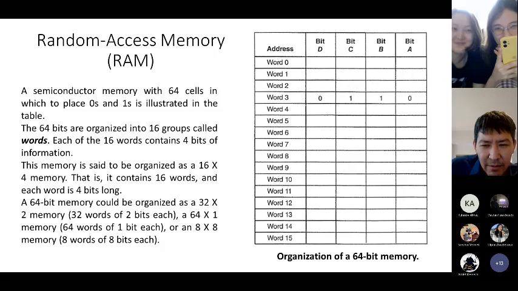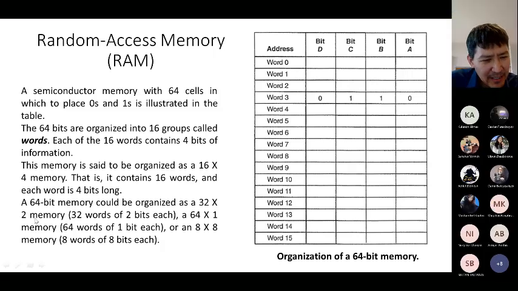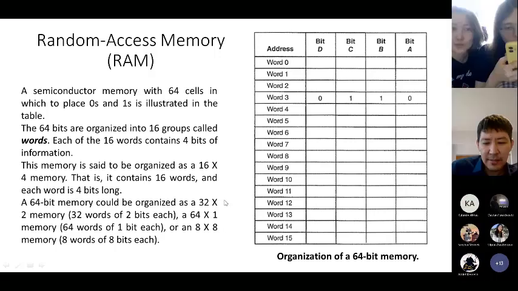Okay, but it can be organized another way. For example, this 64-bit memory could be organized as 32 words, but in this case we'll have only 2 bits for each word, right? You can also organize it as 64 words, and in this case, each word will have only 1 bit. Or you can organize it as 8, which means you will have only 8 words, and each word will contain 8 bits.